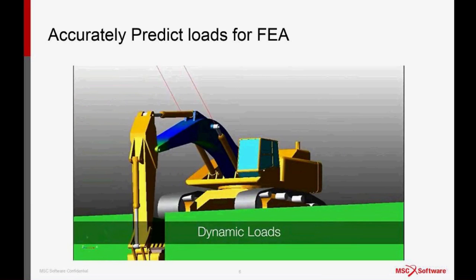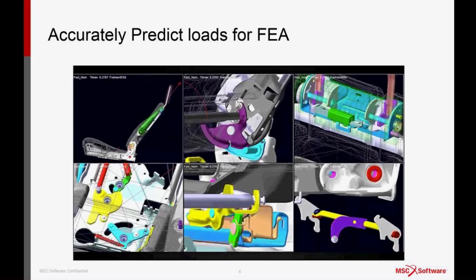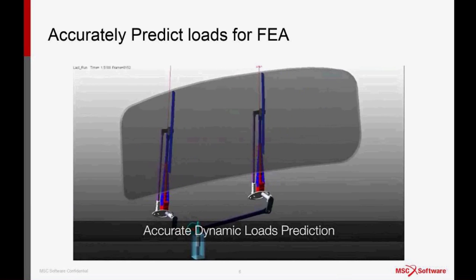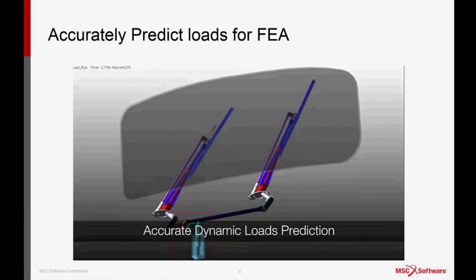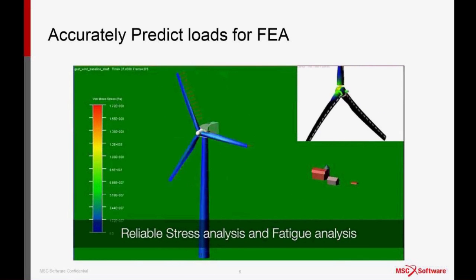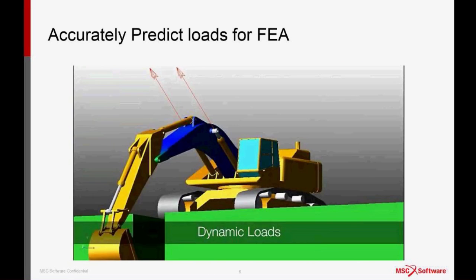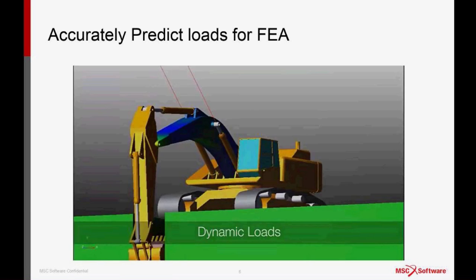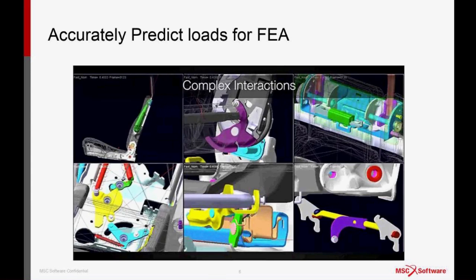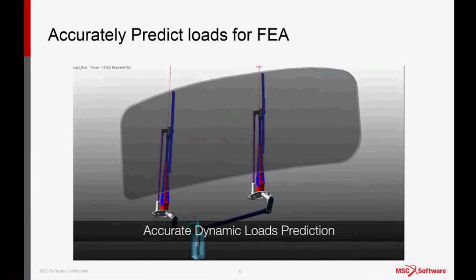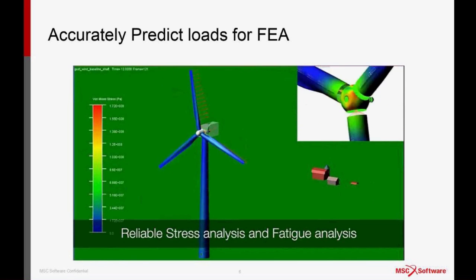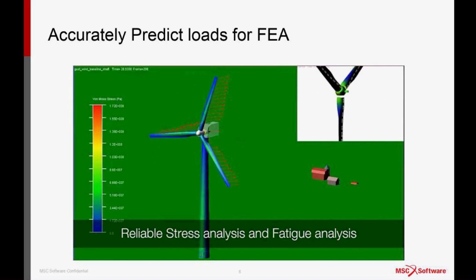Another common application for multi-body dynamics, or Adams, is to predict loads for FEA. As we know, dynamic loads are far more complex to predict than static loads, especially for a complex moving mechanism with many parts interacting with each other. It's almost impossible to directly calculate those dynamic loads using hand calculation. So you have to rely on a sophisticated tool like Adams for your multi-body dynamics load prediction. When you have accurate loads, you will be able to use them as accurate boundary conditions for your subsequent structural analysis or fatigue analysis.